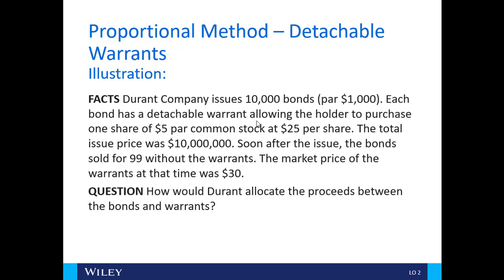So first of all, here are some of the key elements to this quick problem just to get our feet under us. Here's the common stock value, $5. Total amount is 10 million. The bonds were sold at 99%. And the market price of the warrants is 30. So this is the bonds without the warrants value, and this is the warrants without the bond value. So that's important, the 99% and the 30.